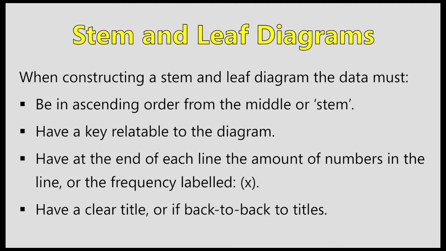Stem and leaf diagrams. When constructing a stem and leaf diagram, the data must be in ascending order from the middle, or the stem, have a key relatable to the diagram, have at the end of each line the amount of numbers in the line, or the frequency, labelled in a bracket, and have a clear title, or if back-to-back, 2 titles.